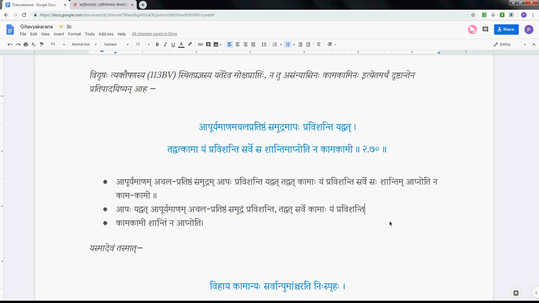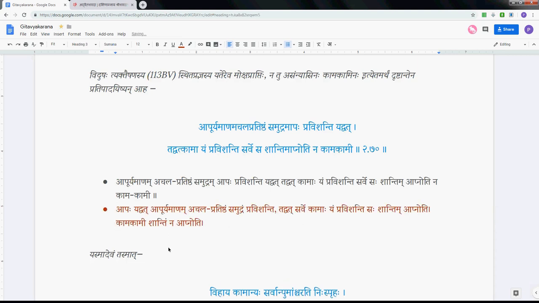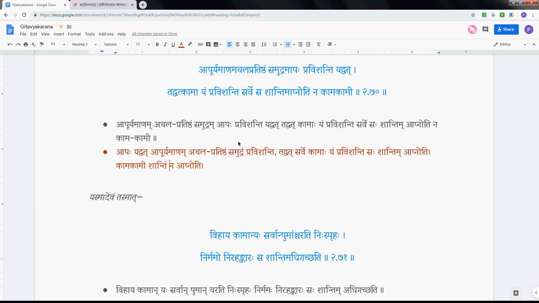That way, yam pravishanti saha, saha munihi, and yati, that is, sadhaka, shantim apnoti. Sorry, shantim apnoti. Na kamakami. Kamakami means one who desires desires, shantim na apnoti. So you can bring an anuvritti and make two sentences like this: yasmad evam tasmad. Since this is so, that kamakami shantim na apnoti. While this person who is unaffected, like an ocean which does not move. Move as in, does not move by rivers, is not moved by rivers, is not made turbulent by rivers.